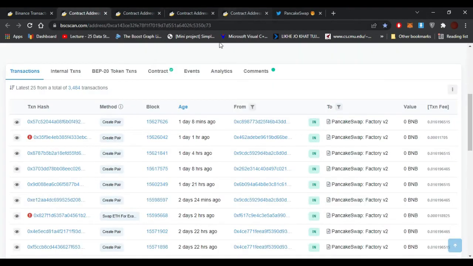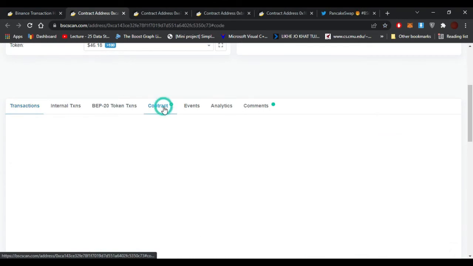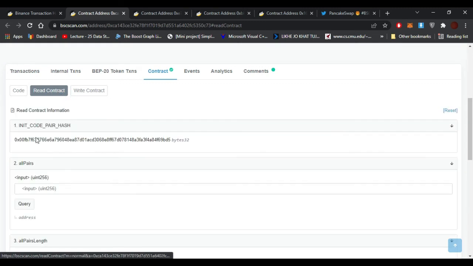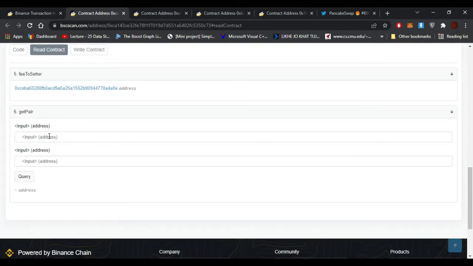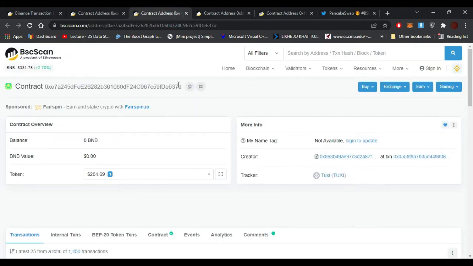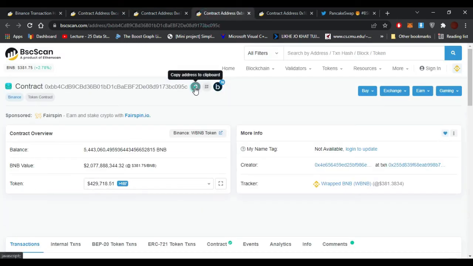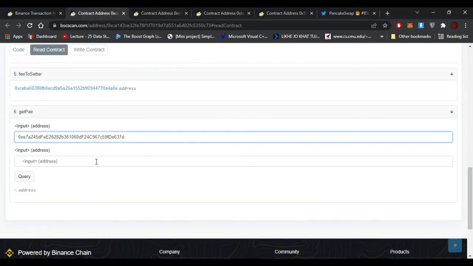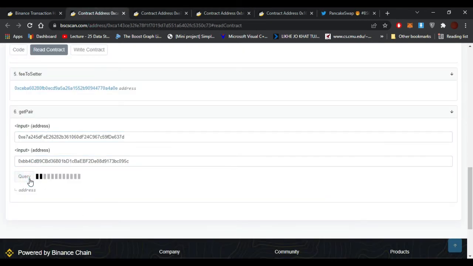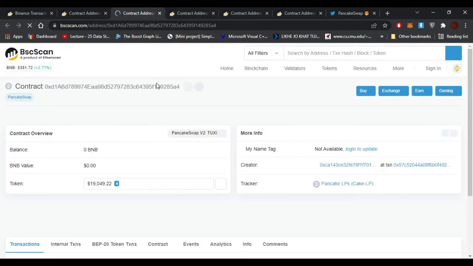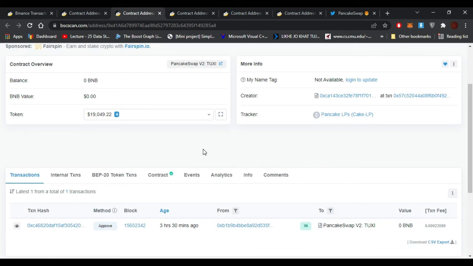Now you need to go to the contract section of the factory contract, right? Go to the read section here, and in the read section you can actually get the pair by inputting the two addresses. So make sure that you copy the address from here and paste it there, and again copy the address of the second token and paste it there, and you query it, and there you get the address.